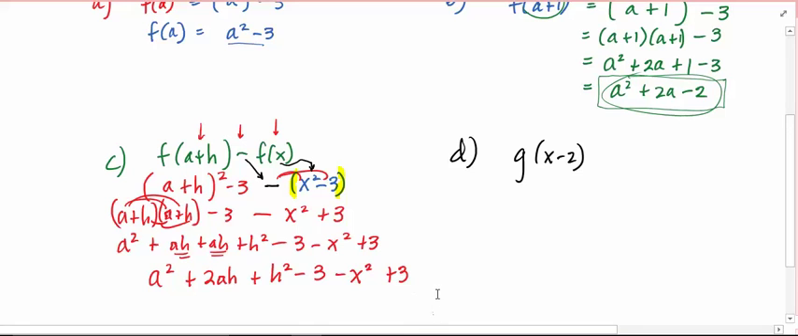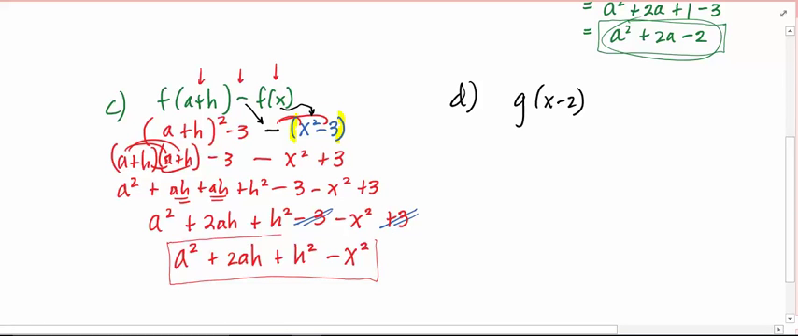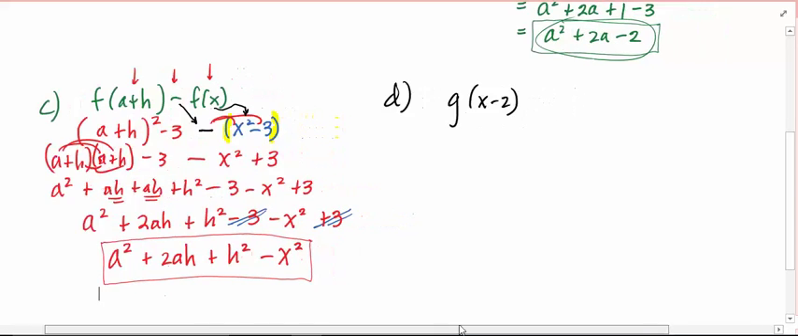Now let's keep going and make sure that we've combined all of our like terms that we can. Oh, look at that. We have a positive 3 and a negative 3. Those are going to add to 0. Let's take a look at what we have. I think that's all that we can combine. So we have a squared plus 2ah plus h squared minus x squared. And that is the output, or actually the result of that little formula they gave us.